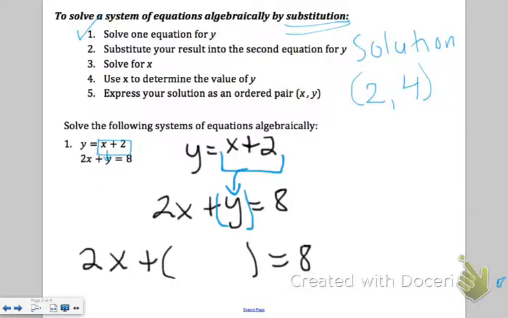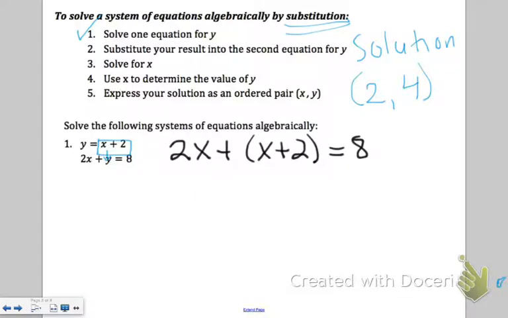So what I've done right now is put parentheses where y is in the second equation so that I can write what it was equal to in my first equation, which is x plus 2. So now we've got a multi-step equation, and our job is to solve for x, to get that first variable by itself so that we have the x coordinate. So follow along while I guide you through the steps on how to solve this equation for x.